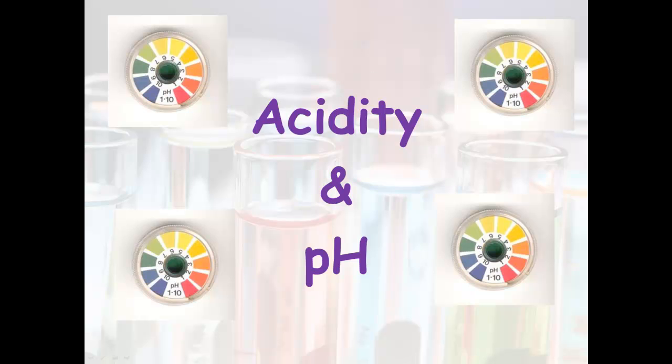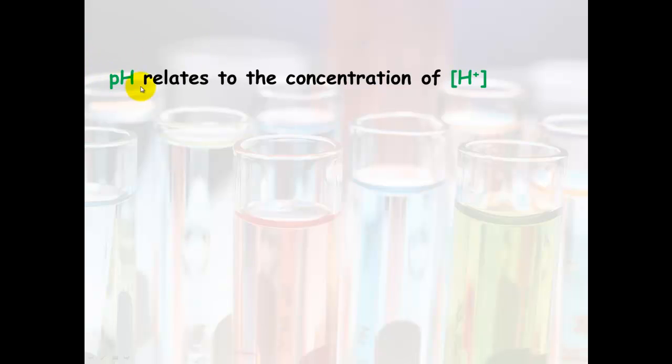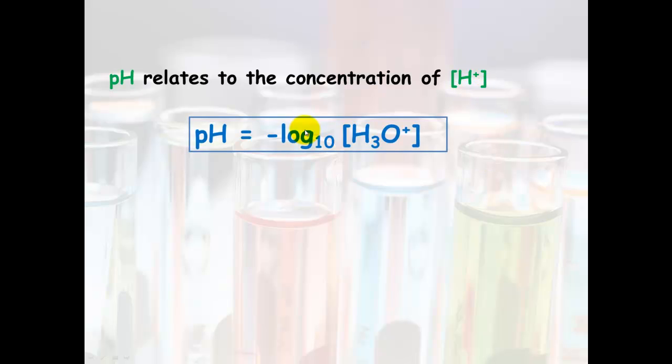Acidity and pH. So pH we've learned all about, and we know that it relates to acids and bases, but what pH actually relates to is the concentration of hydrogen ions in the solution. And it's from the formula pH equals negative log 10 of the concentration of H+ ions, which of course can be written as hydronium, because these H+ ions straight away pair up with water molecules to make hydronium. So it's the negative log 10 of H3O+, hydronium.